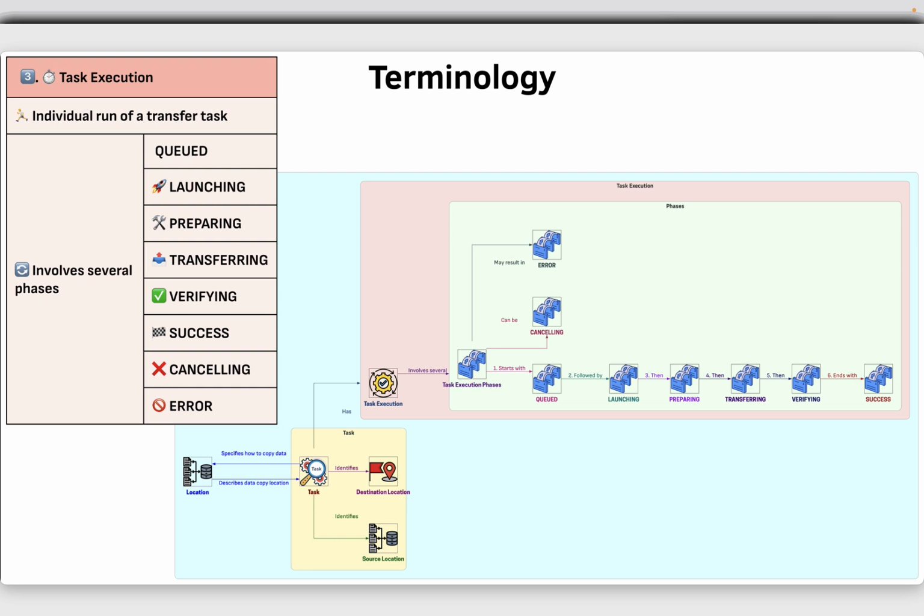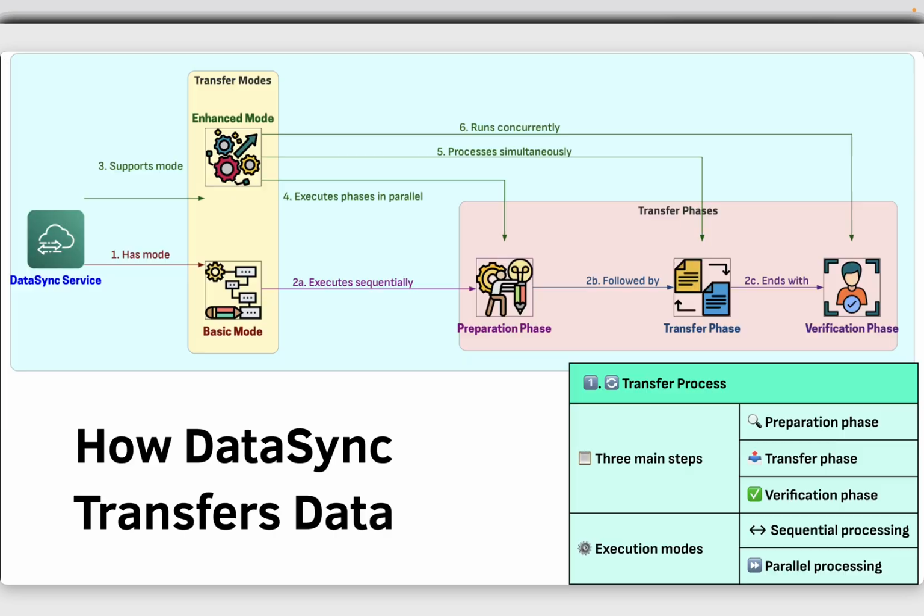Task execution. A task execution is an individual run of a DataSync transfer task. There are several phases involved in a task execution. These phases are queued, followed by launching, then preparing, then transferring, then verifying, and finally it ends with success. But it can also go into cancelling, or it may result in the error phase also.